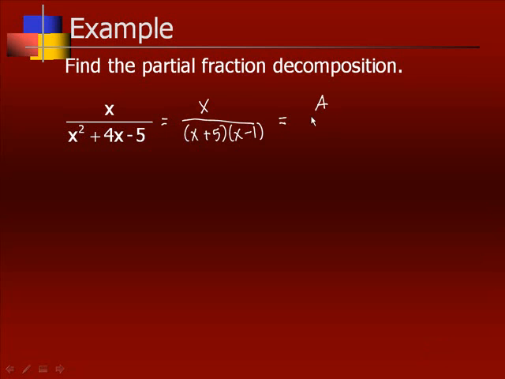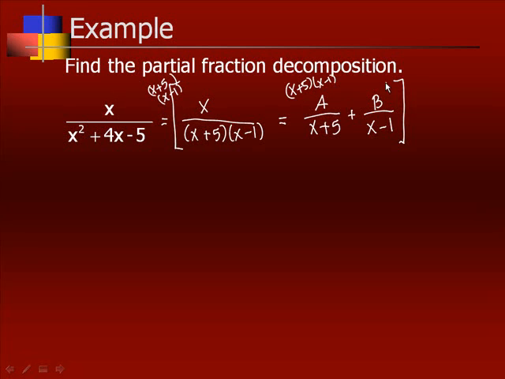So we're going to set that up as A over x plus 5 plus B over x minus 1. Now we're going to set that equal to the original function. The LCD is x plus 5 times x minus 1. So we're going to multiply both sides of the equation by x plus 5 times x minus 1. This piece, x plus 5 times x minus 1, and this piece, when we distribute it to that whole side, would be x plus 5 times x minus 1.